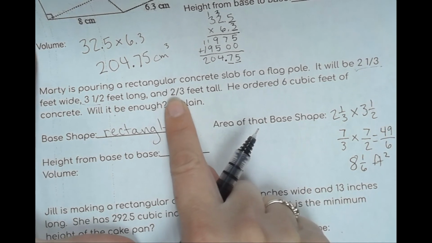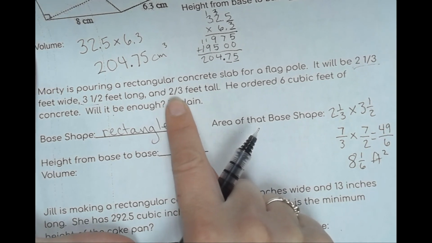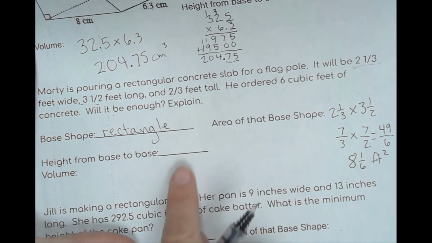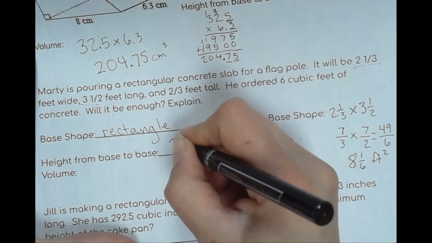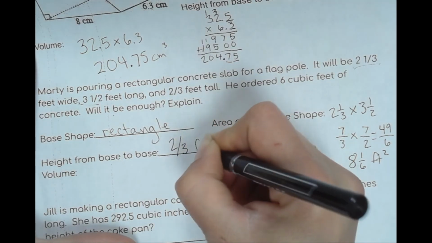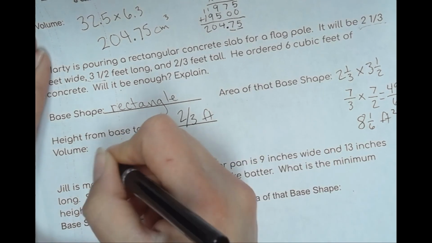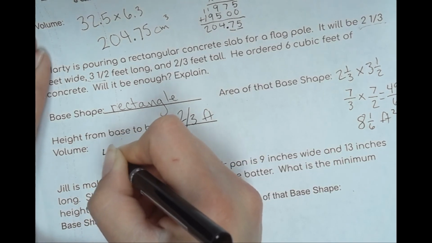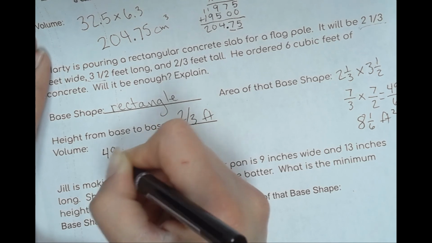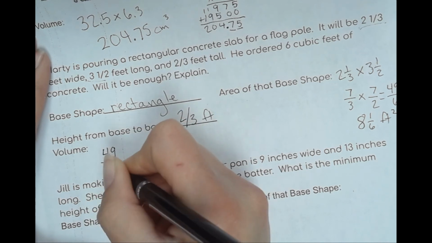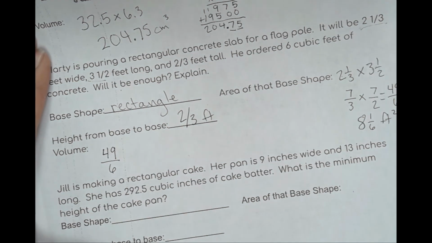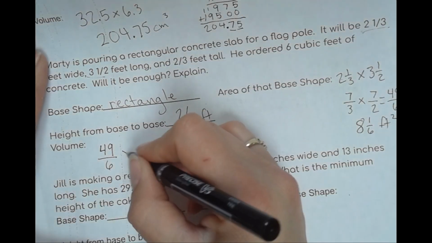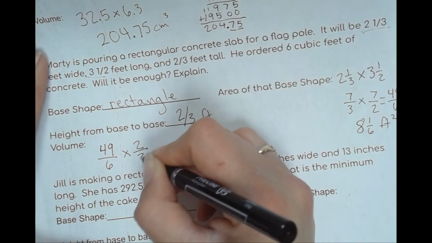So from the bottom to the top of that rectangle, it's going to be 2/3 of a foot tall. So the height from base to base is 2/3 of a foot. So volume is the area of that base shape, which we found, 8 1/6, which, because I'm multiplying again, I'm going to use the improper fraction form of it, times it by the height, which is 2/3.